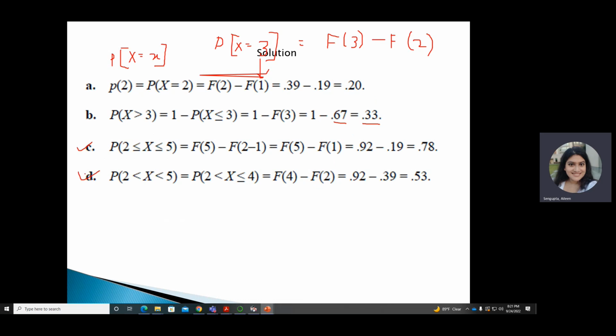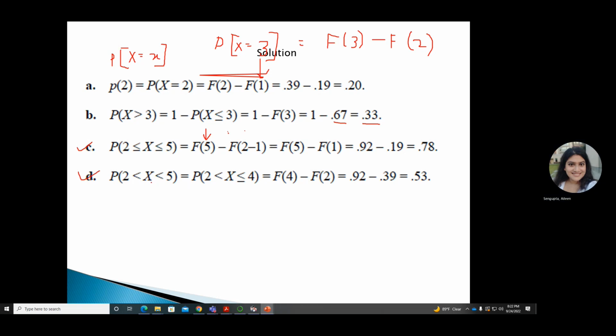But anyway, what I'm trying to explain is that if I take f of 5, I'm trying to subtract f of that specific point. Anything left of that specific point, you have to take the value of the left. So f of 5 minus f of 1. Similarly, this range can be considered from 2 to 4. That means f of 4 minus f of 2.